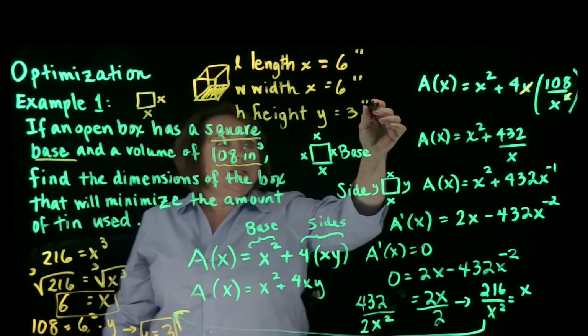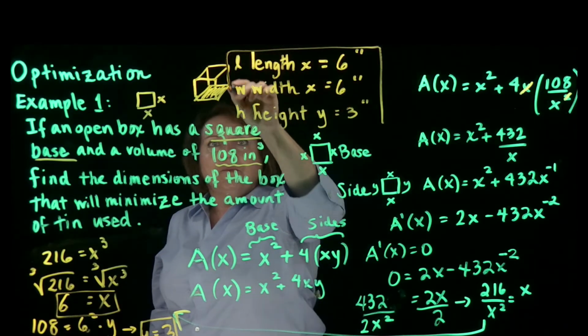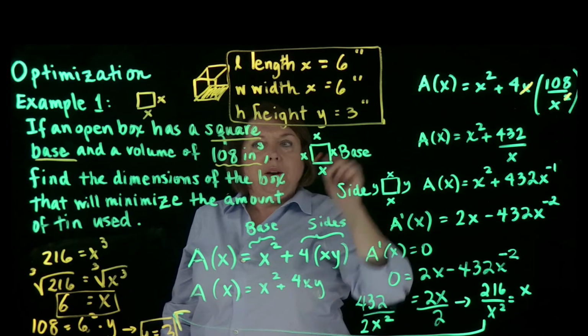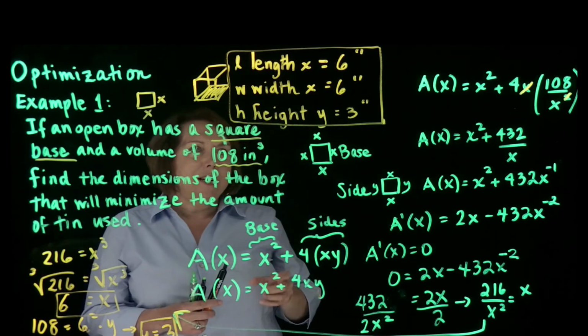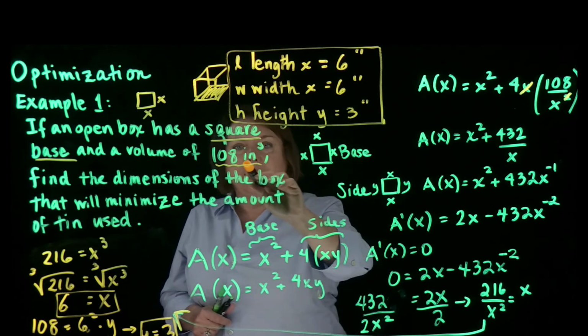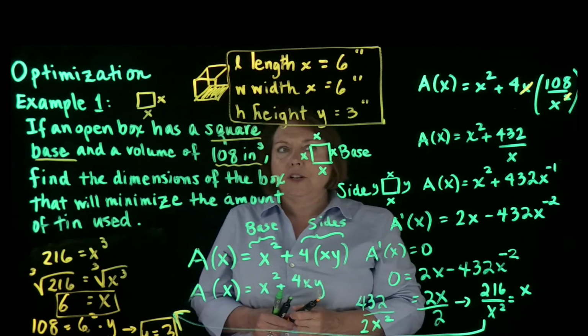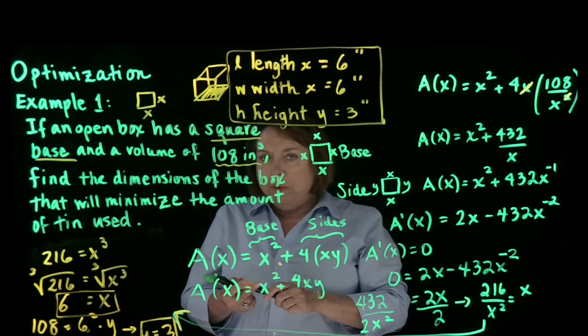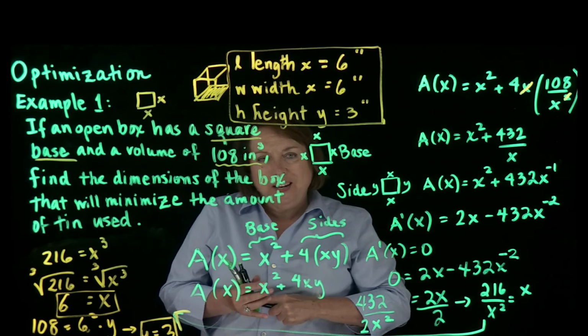So the dimensions of this box, we would have a box that is 6 by 6 base and a height of 3 inches to give us a volume of 108 cubic inches. That will also minimize the amount of tin we need to use.